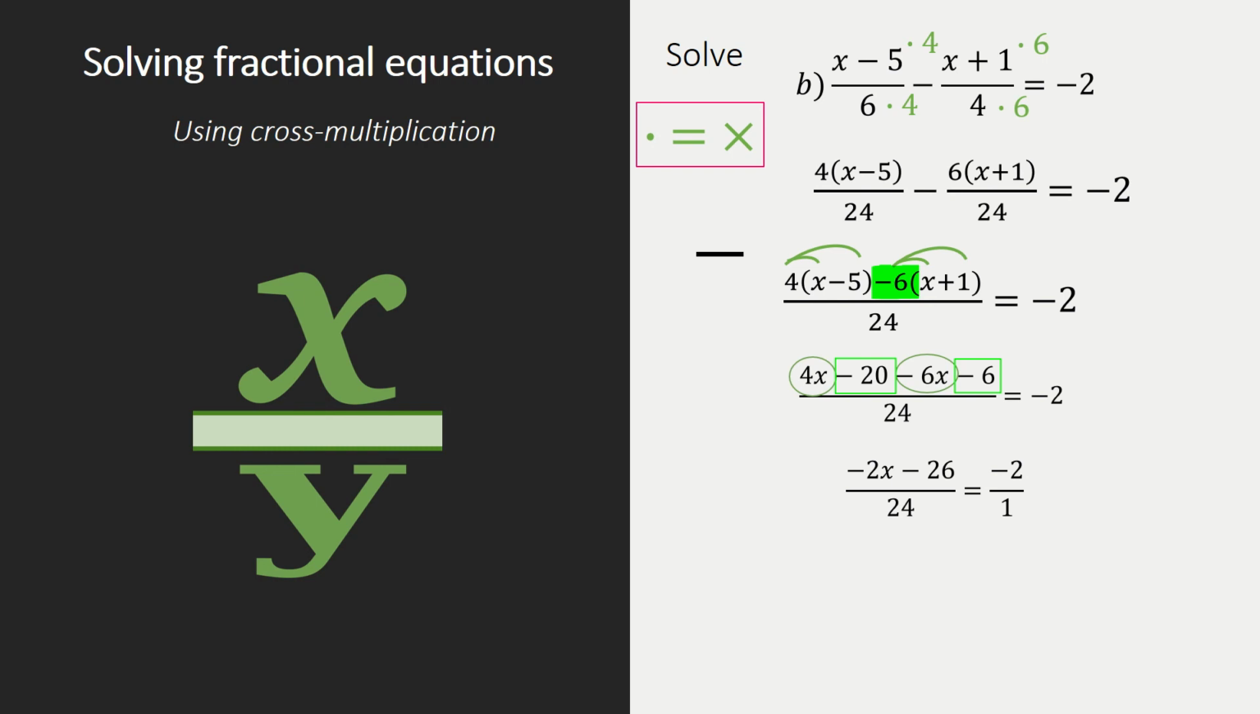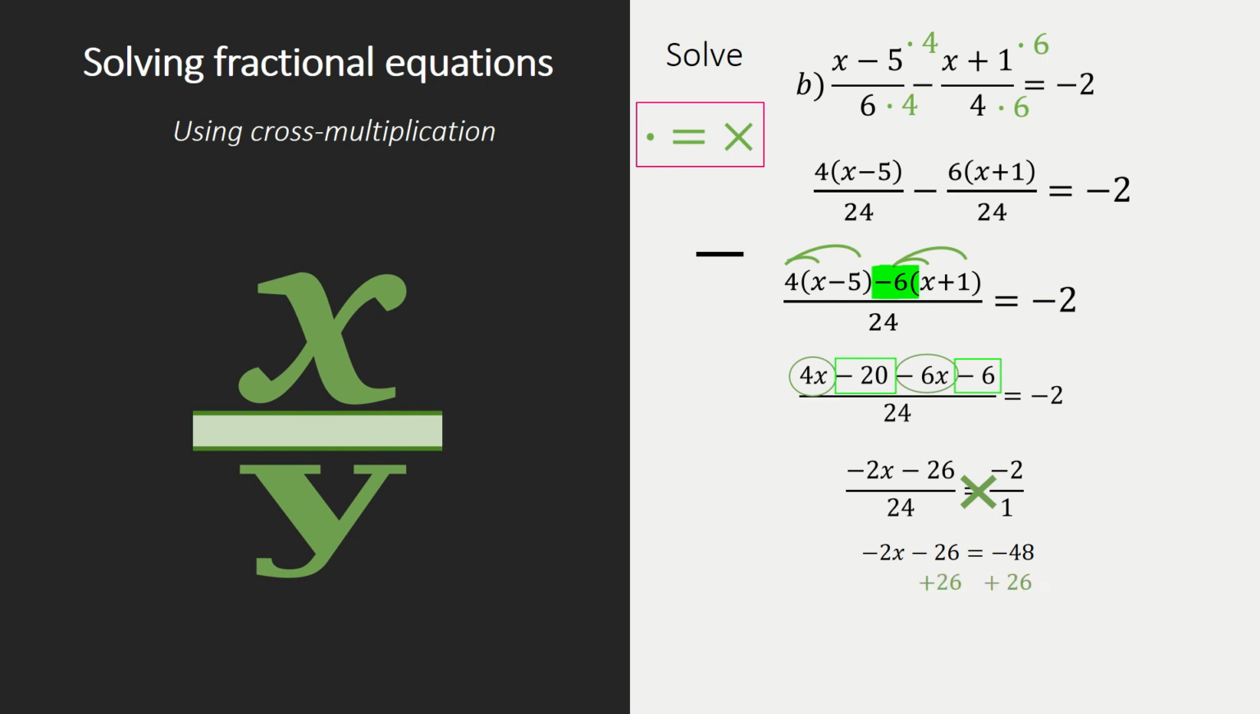And now we can cross multiply. We can again make a cross. So 1 times (minus 2x minus 26) and 24 times minus 2. You do not need to use brackets since we know that everything multiplied by 1 is just the same. So you get minus 2x minus 26 equals minus 48.